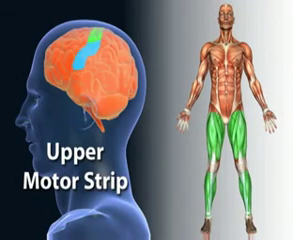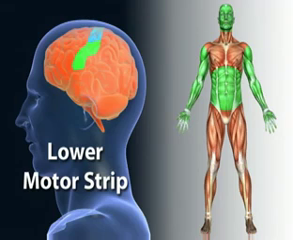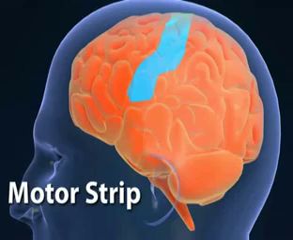Towards the top of the motor strip are nerves controlling the leg muscles. Lower down are nerves controlling the trunk, then the arms, fingers, face, and mouth. If a seizure spreads along the motor strip, the twitching can march along the different parts of the body.